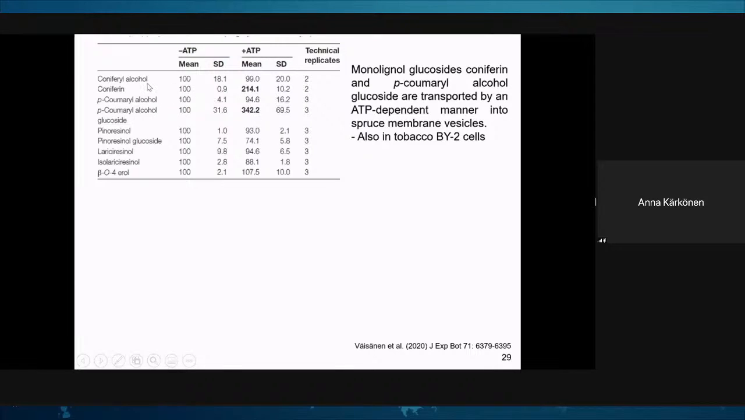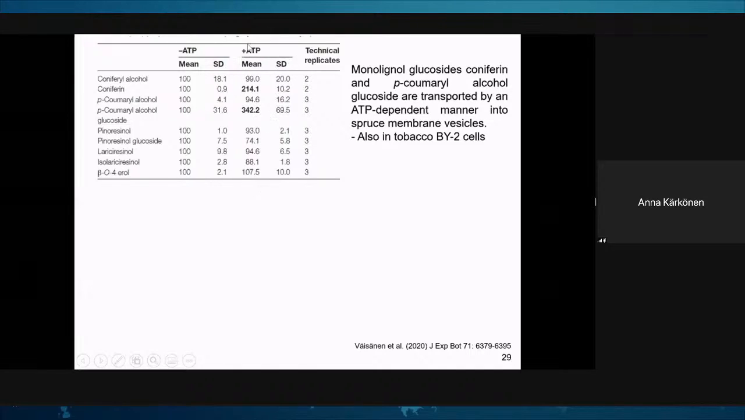But none of the other compounds basically. So there was coniferyl alcohol, parakumaryl alcohol, so the alcoholic form was not transported in her assays. The dimeric forms like pinoresinol was not transported, or its glucoside was not transported. The other dimers like lariciresinol or isolariciresinol were not transported. And also the beta-O-4 erol basically not transported.